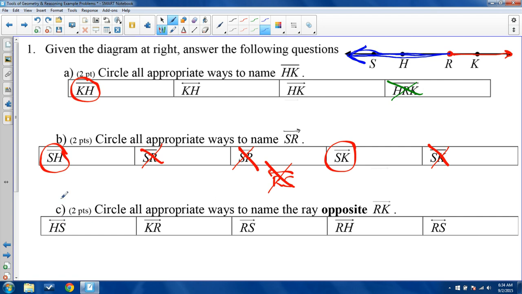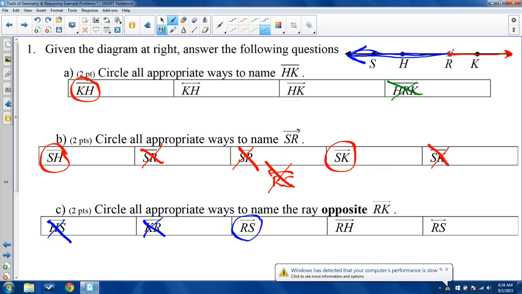So what are they? Well, HS is a line and doesn't start on R either way, so that's not going to work. Here's ray KR, which means it starts on K, goes through R, and continues. It does continue in that direction, but the endpoint K is not what we're looking for. That doesn't work. So we're looking for an endpoint of R and going through a point H or S. So RS looks like it would work.